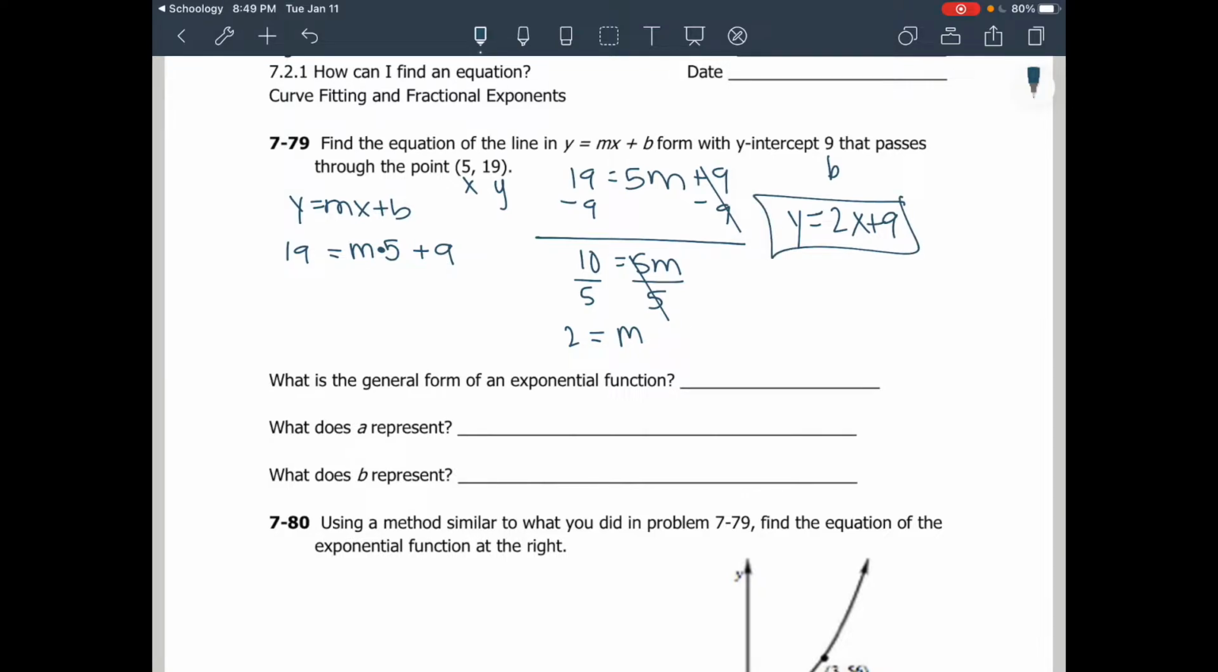So then it says, what is the general form of an exponential function? So this should be hopefully memorized at this point. y equals a times b to the x power. And then what does a represent? The starting value, or zeroth term, if you want to think about it like that. And then the b represents the multiplier.